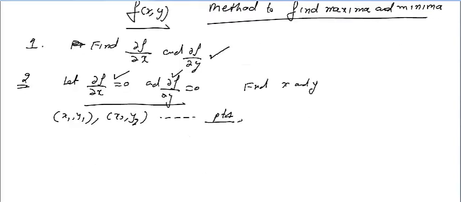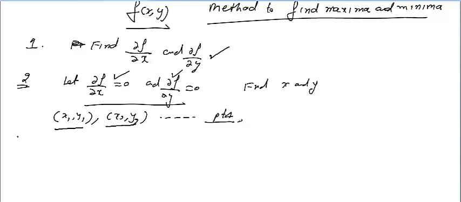Now step number 3. Now you want to check whether these points are points of maxima, minima, or points of inflection. Here the point of inflection is known as a saddle point. We will discuss it in the next step.